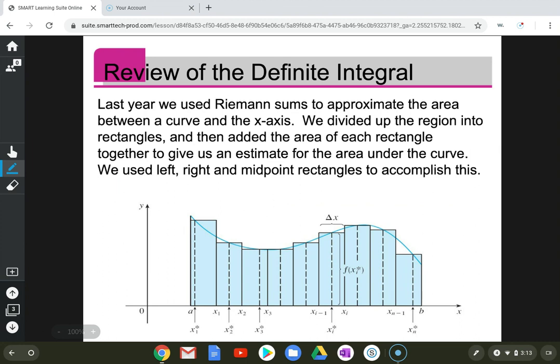Today, we're not going to use random points. We're going to have specific points to use, just like we did last year when we would say use all righties or all lefties. So anyway, just remember that last year we learned that a single integral gives you area under a curve, and to approximate it, we would break it up into rectangles and just add the area of each rectangle together.